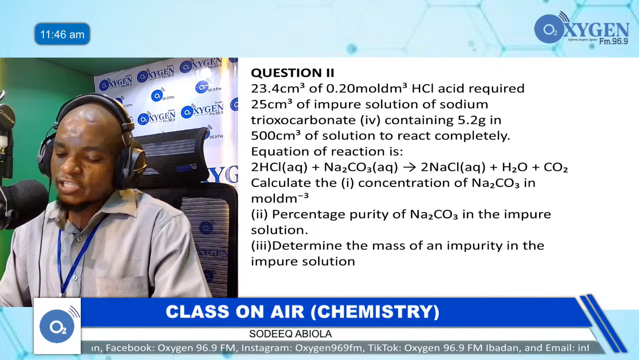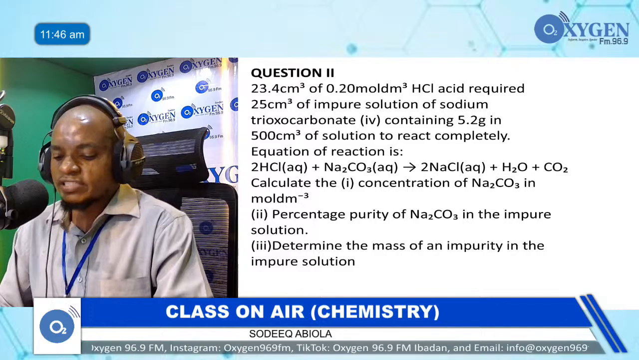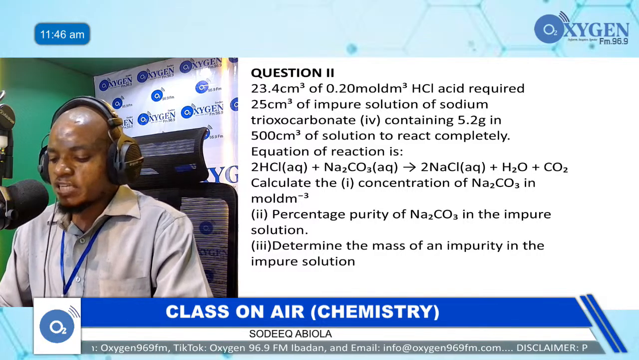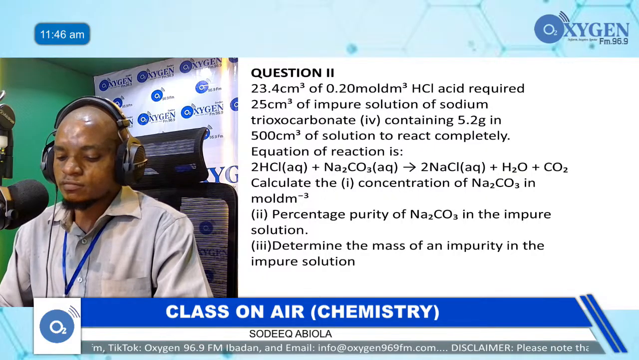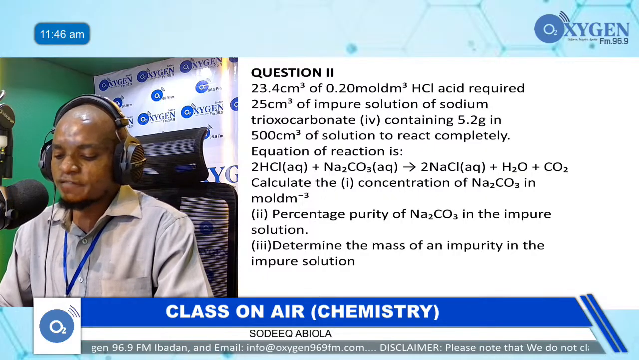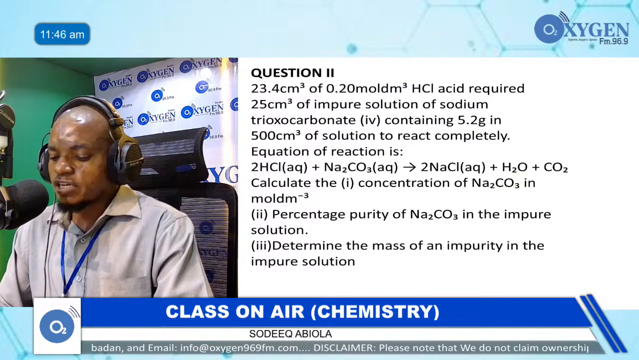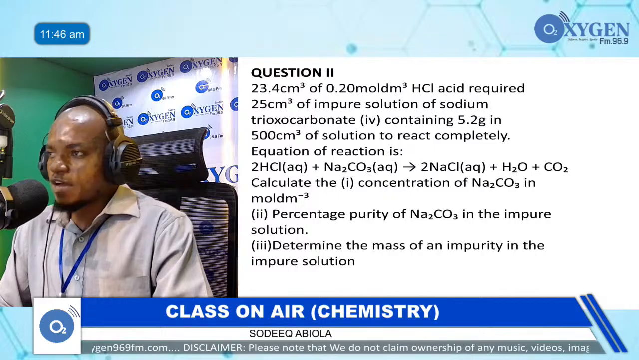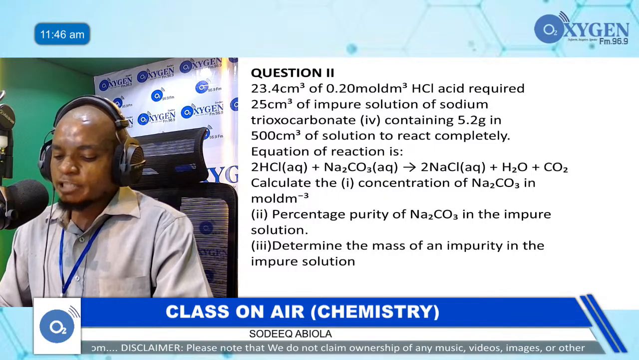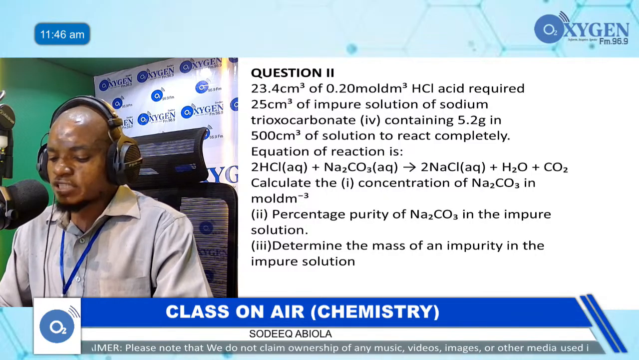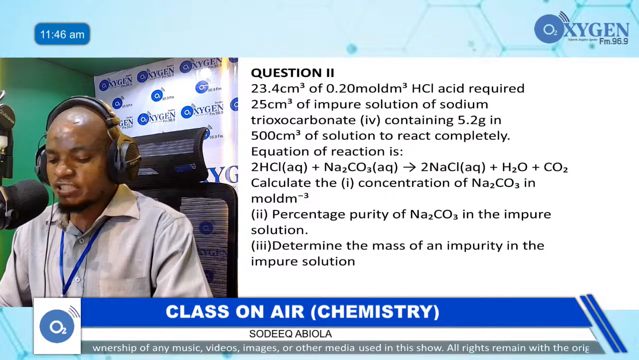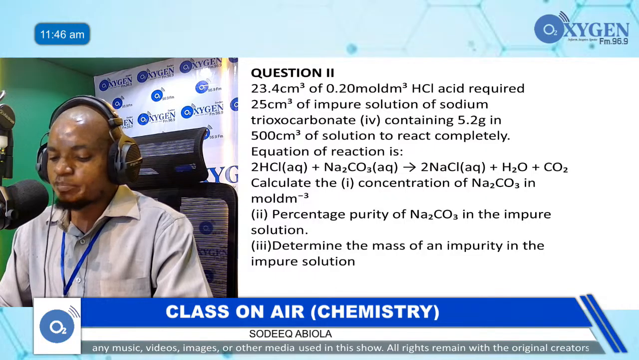The equation of the reaction is 2HCl plus Na2CO3 gives 2NaCl plus H2O plus CO2. Calculate: Roman figure 1, the concentration of Na2CO3 in mole per dm cube. Roman figure 2, the percentage purity of Na2CO3 in the impure solution. Roman figure 3, determine the mass of the impurity in the impure solution.